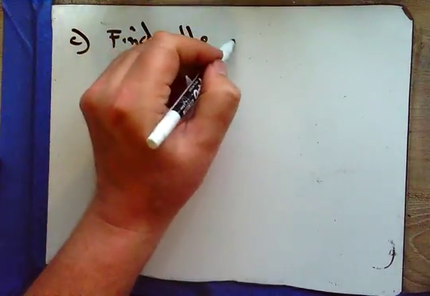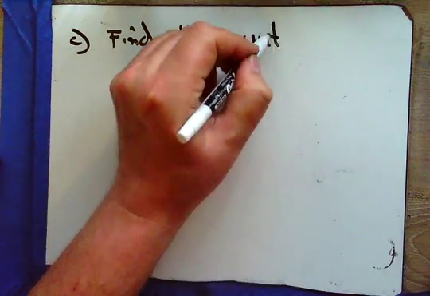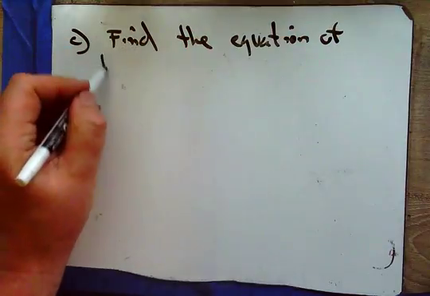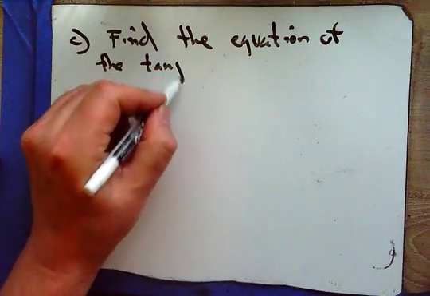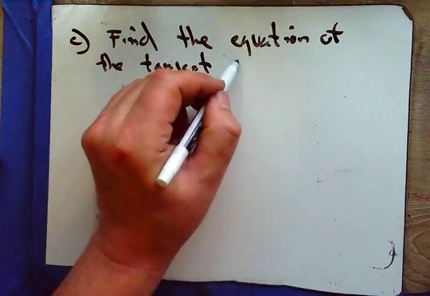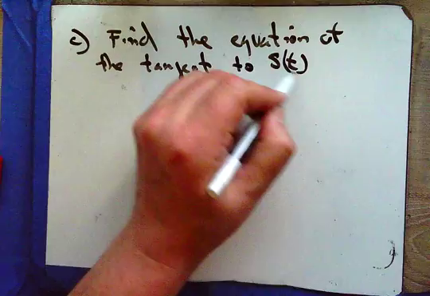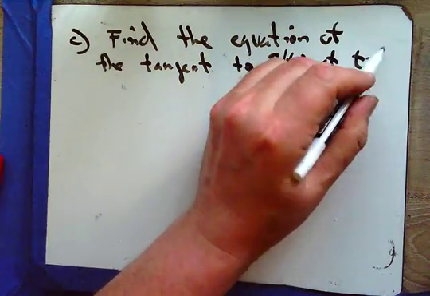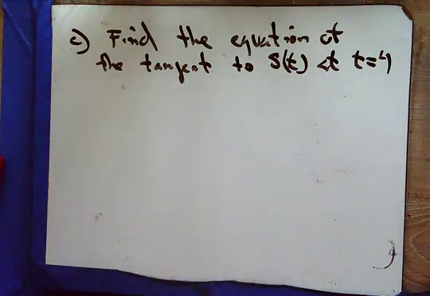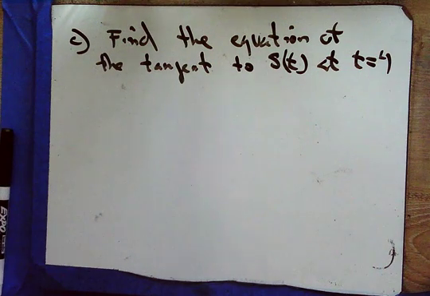the equation of the tangent to s of t at t equals 4. So what information do I need in order to write the equation of a tangent line?